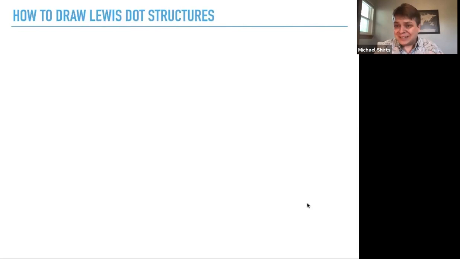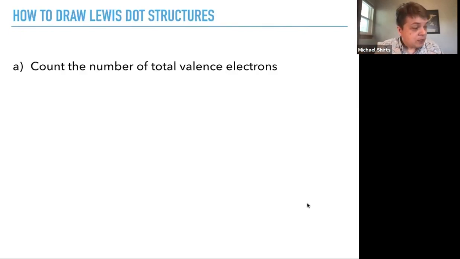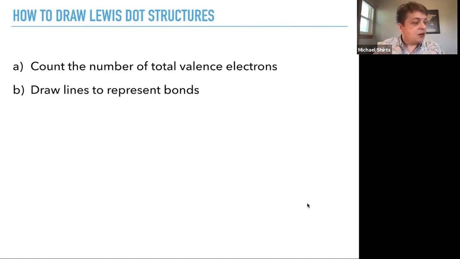We started talking about the idea of Lewis dot structures where you have lines representing bonds that have 2 electrons in them and then just dots representing the other valence electrons. Only the valence electrons are represented. So we count the number of total valence electrons. That's what we start out with. How many electrons are available for bonding? Draw lines to represent bonds where you're sharing.